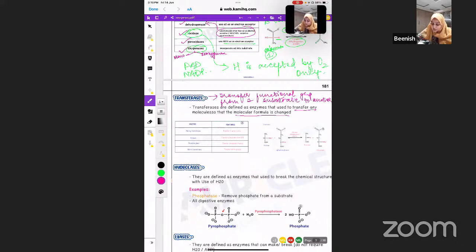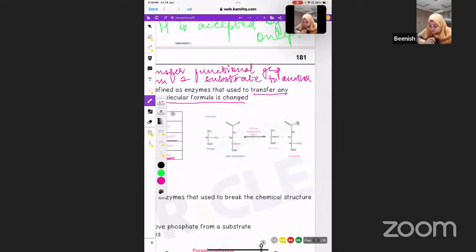Now, let's have a look at examples of transferases, like your methyl transferase. As the name suggests, it is going to transfer a methyl group. Your kinases transfer what? They transfer phosphate groups from ATP. Phosphorylases transfer phosphate from inorganic phosphate. And your aminotransferases are involved in transamination reactions and they transfer amino groups.